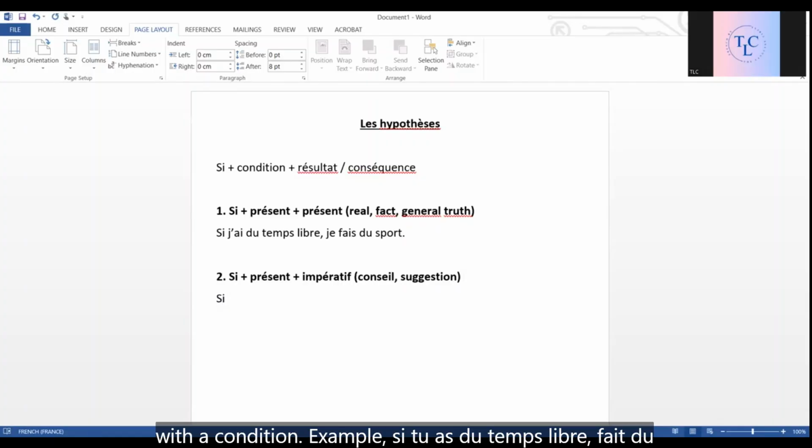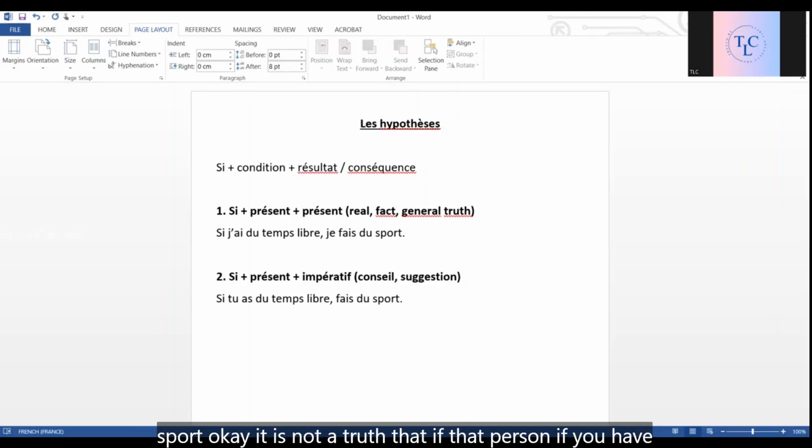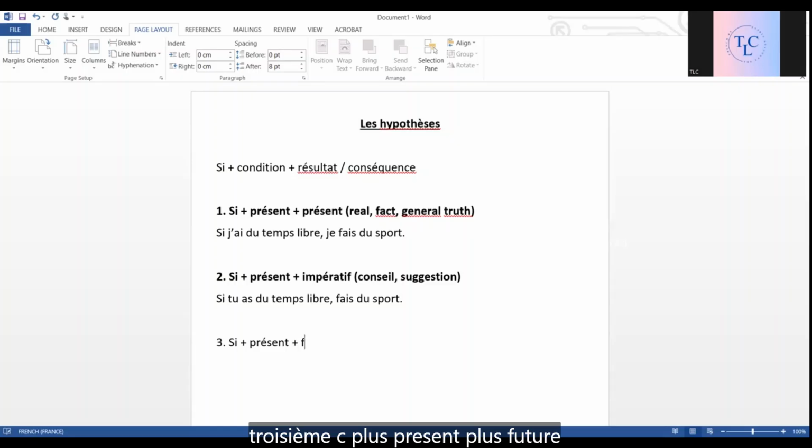Example: si tu as du temps libre, fais du sport. It is not a truth that if you have free time, then you play a sport. No, it is an advice, or a suggestion that I'm giving someone. If you have free time, then do some sport. So here it is conseil, suggestion. That was the deuxième hypothèse.